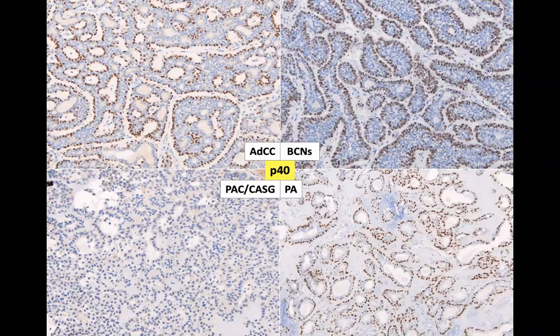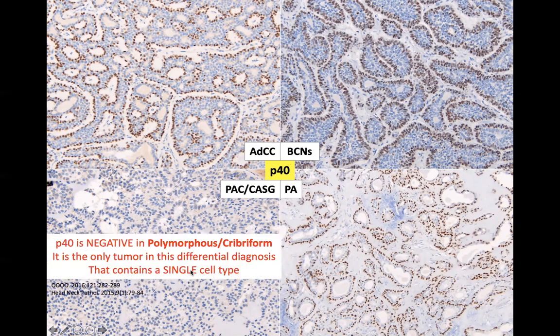So here's an example of P40. P40 is, I would argue, the cleanest nuclear marker of a basal/myoepithelial phenotype, and in fact is a little more clean than P63. So adenoid cystic, you can appreciate the peripheral and the tubular myoepithelial cells. Same with basal cell neoplasms. You can see there's a basal cell layer at the periphery. Pleomorphic adenoma certainly has an inner epithelial and an outer myoepithelial cell type. But polymorphous and cribriform is completely negative for P40, confirming that this is in fact of single cell type.